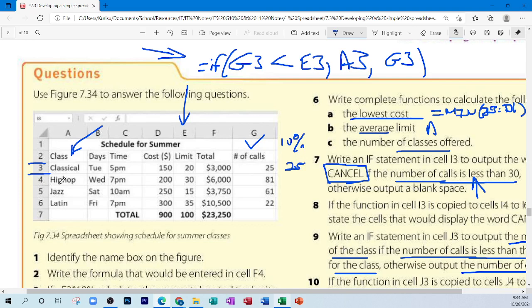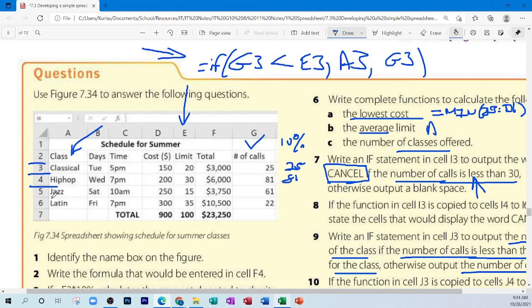Hip hop. What is going to appear for hip hop? So 801. 801. So let's run that. Is G3 less than E3? No, it is not less. So that is false. And we're going to get G3. So 801 is the correct answer.